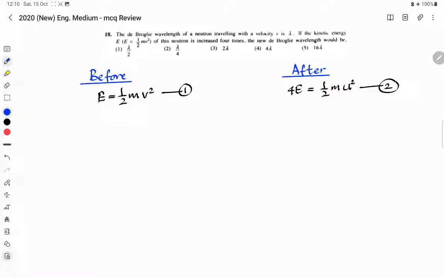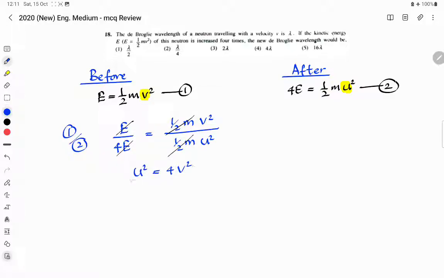So we can construct a relationship between this v value and the u value. E divided by 4E will equal half mv squared over half mu squared. Now E is cancelled off, half m is also cancelled off. u squared will be equal to 4v squared. If we take the square root of both sides, u will be equal to 2v.